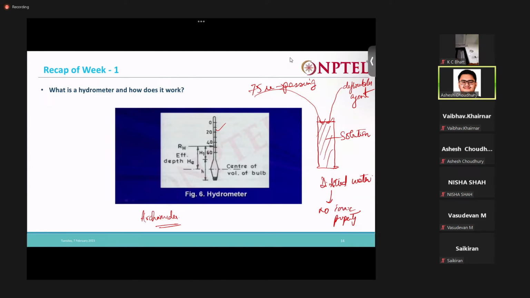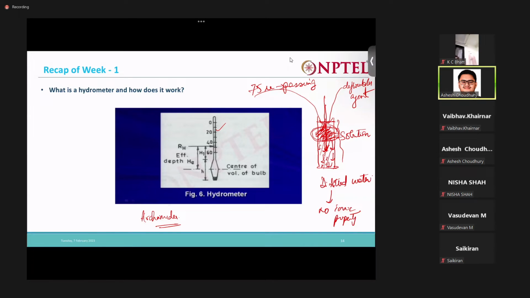How does it work? We make this solution, right? After some time passes, the soil particles will keep on settling down. Due to the settling of the particles, the density of the solution at the top will reduce. As the density of the solution in this portion of the cylinder keeps on reducing, the buoyant force will keep on reducing. As the buoyant force keeps on reducing, the hydrometer will keep on moving down.